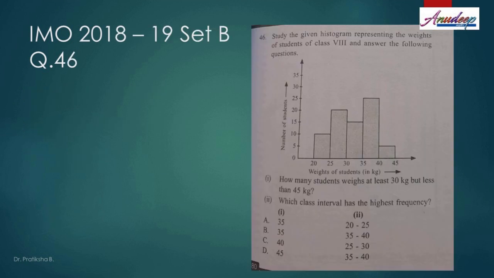Let us now discuss the next question which has been asked in IMO 2018-19 set B, question number 46. Question says, study the given histogram representing the weights of the students for class 8th and answer the following. As we have discussed before, in a histogram, each bar is connected, that is, it represents continuous data. So here we have been given the different weights of students in kgs on the x-axis, and on the y-axis we have the number of students. First question says, how many students weigh at least 30 kg but less than 45? Let us see how to solve this.